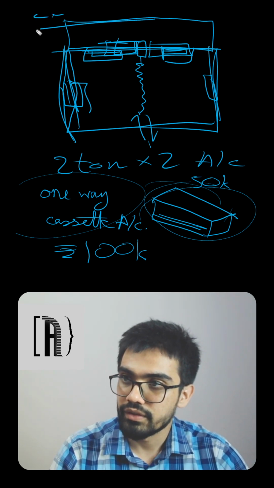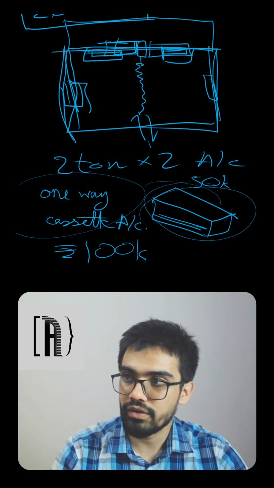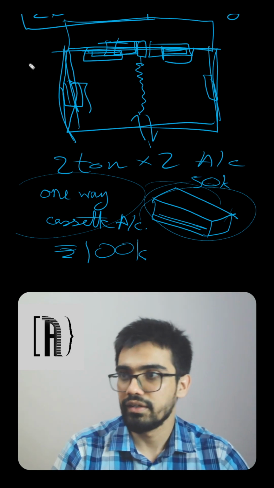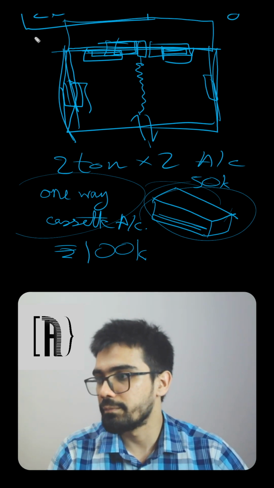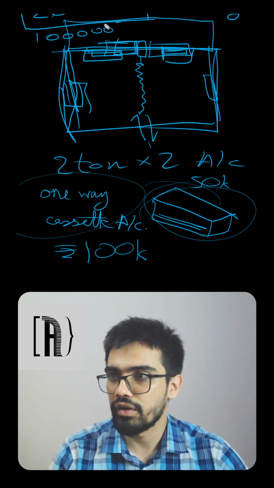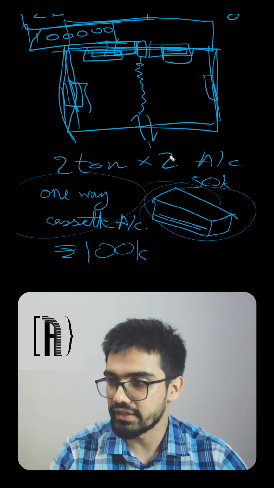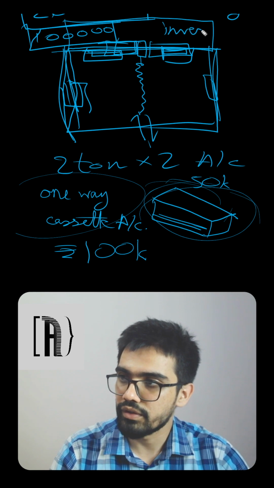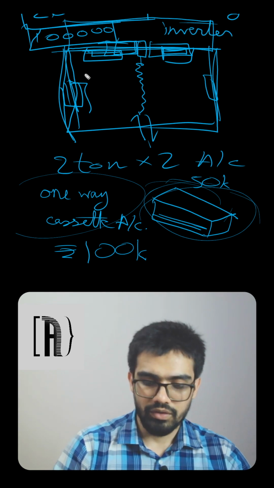1, 2, 3. So this is for one way, which is concealed aesthetic, and this would be for the inverter AC. This one, the unit that comes out. We'll call it inverter. Okay.